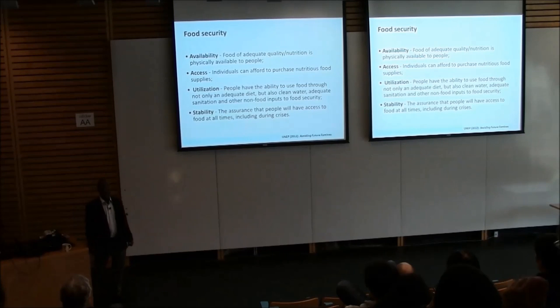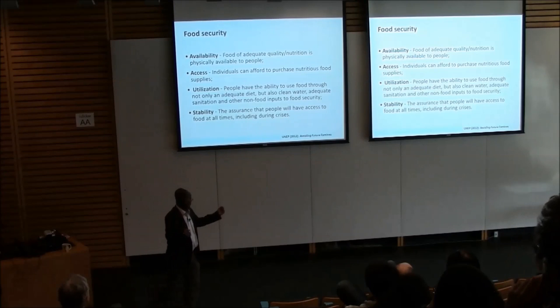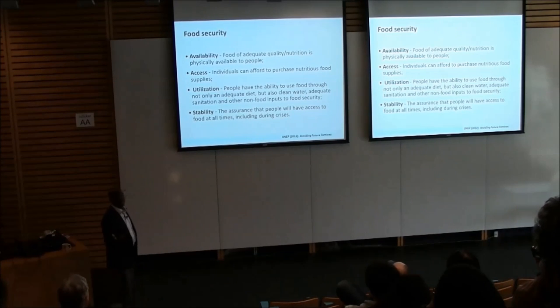Now, food security, what is that? Four elements then. Food has to be available for everybody, okay? Has to be accessible.